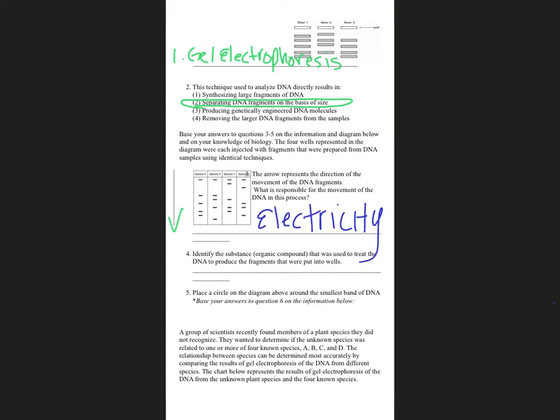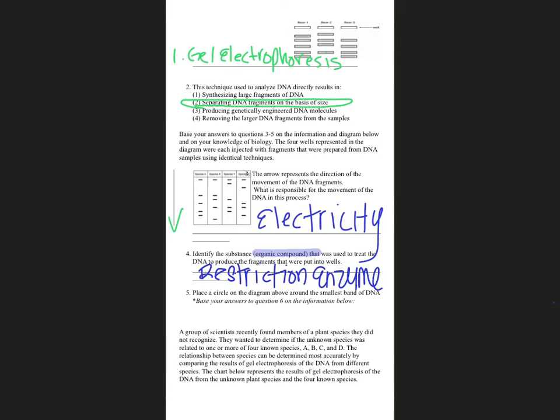Question 4. Identify the substance, organic compound, that was used to treat the DNA to produce the fragments that were put into the wells. They're talking about an organic compound that was used, so I know that it's definitely going to be a restriction enzyme. The restriction enzyme is responsible for the fragments that are created.